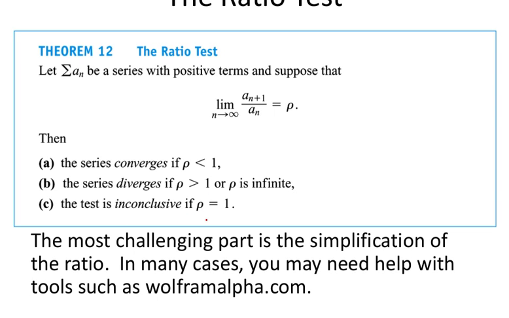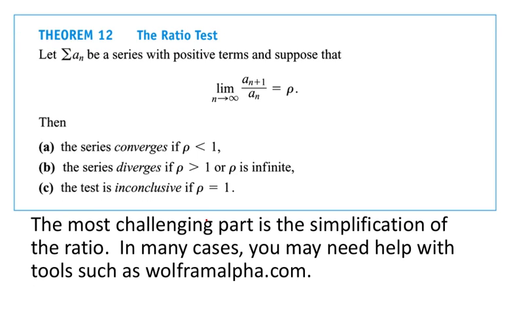If you're so unlucky as to get rho equals 1, then this test just didn't work for you and you have to try something else. The most difficult part of the simplification is the algebraic simplification of the ratio. If you're ever in a pinch for time, you could use the online solvers, but it's good to try doing it yourself. I imagine that most of you out there can do this because you would have had a background in algebra before coming into calculus.